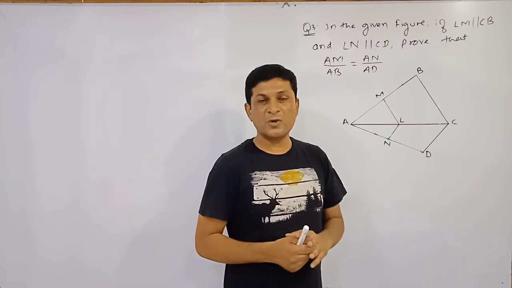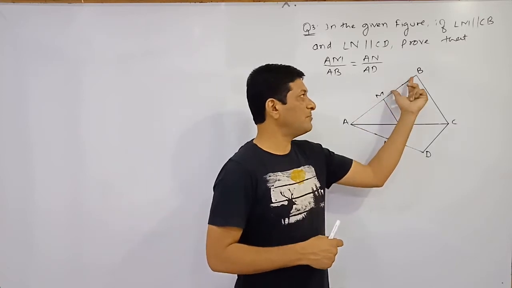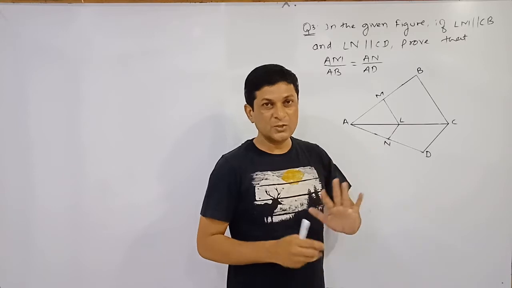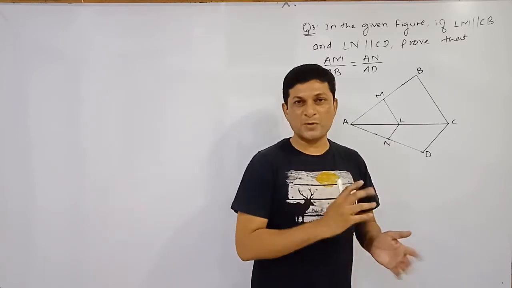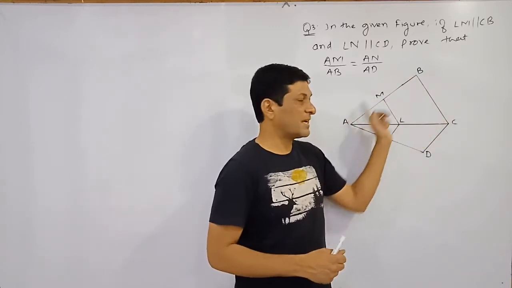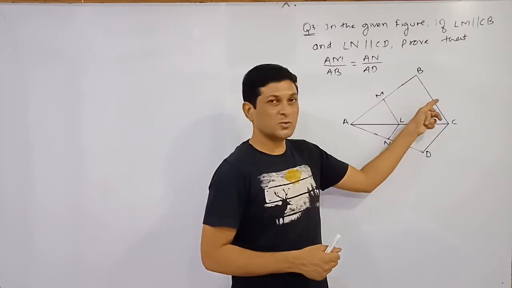So first, what we will do here is try to show that AM upon MB will be equal to AN upon ND, using the basic proportionality theorem. So if we consider the first triangle, which triangle? ABC. In triangle ABC, LM is parallel to what? BC.